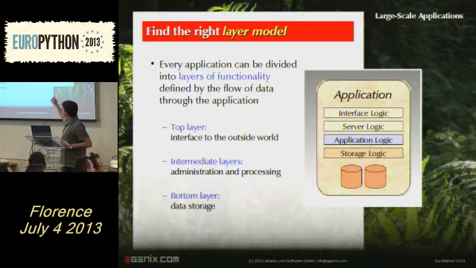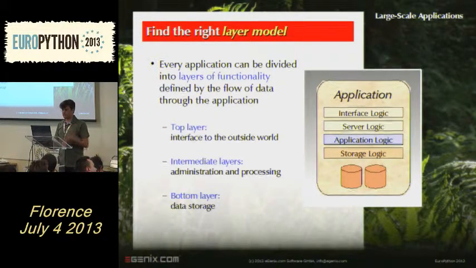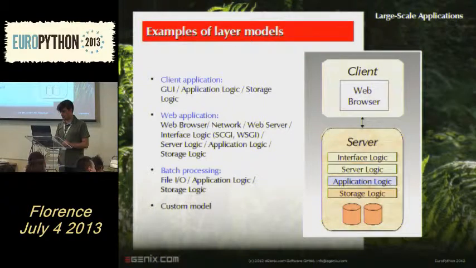The data comes in from the top, goes down into the storage logic, and then you do some, I don't know, query or whatever, and then you send it back up again. That's the kind of separation that you can do. That's the first separation, the first decomposition that you can do with the application. You have a top layer, the interface to the outside world, you have the intermediate layer, which defines the business logic, and you have the bottom layer for doing things like data storage. These are a few examples of such layers.